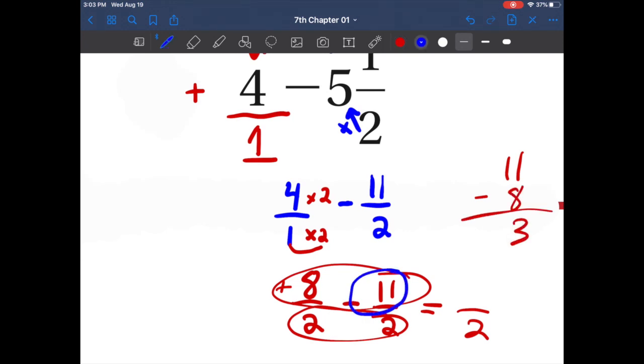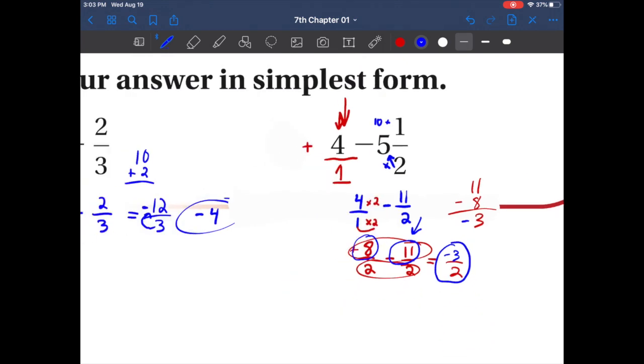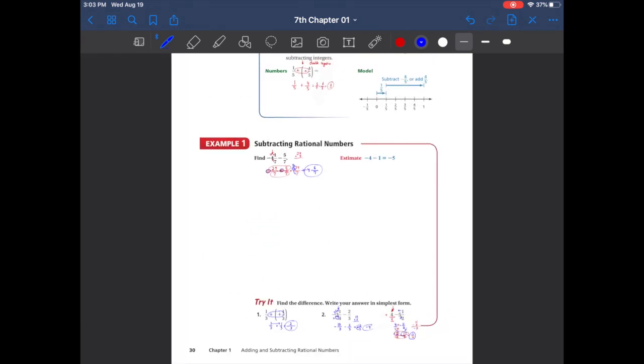Do we have more negatives or do we have more positives? Looks like we have more negatives, so that is a negative 3 over 2. All right, that is example number 1. Please make sure to go back and watch all 4 of these examples if you are struggling.